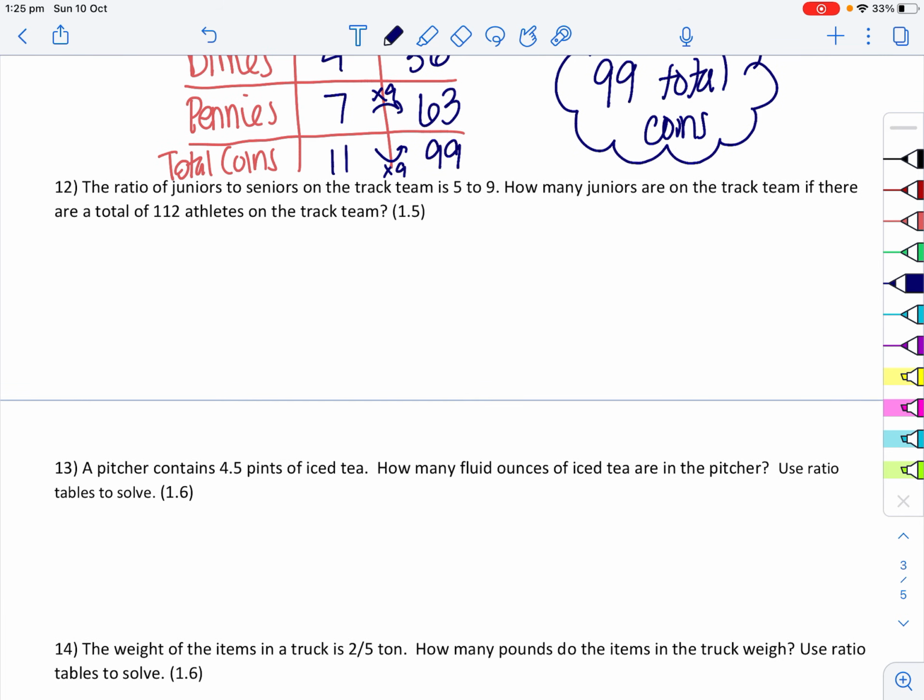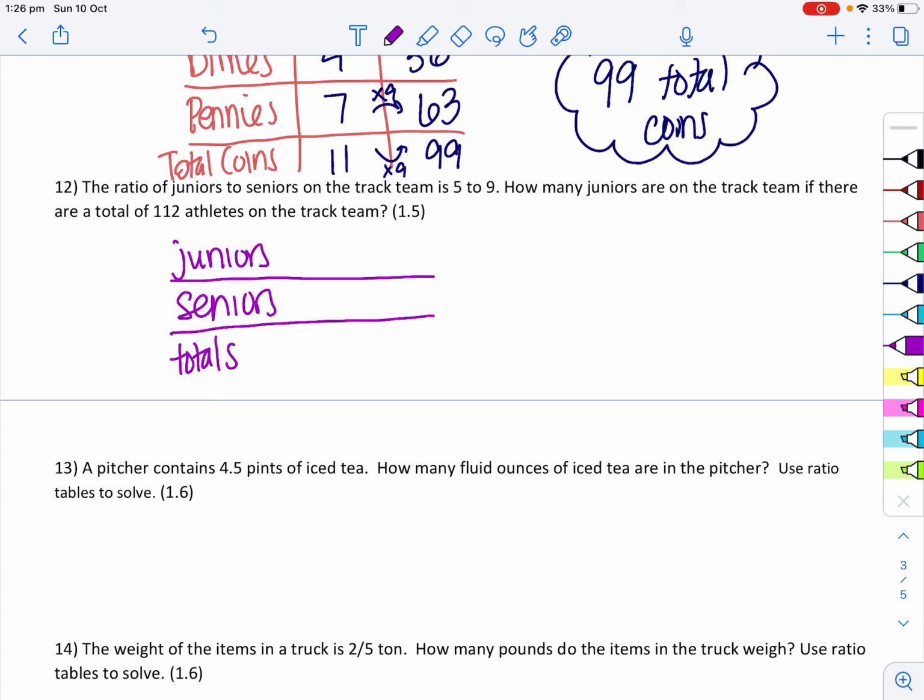Number 12 says the ratio of juniors to seniors. I'm going to say total students. Okay, the ratio of juniors to seniors on the track team is 5 to 9. So there are 14 total students. How many juniors are on the track team if there's 112 athletes?